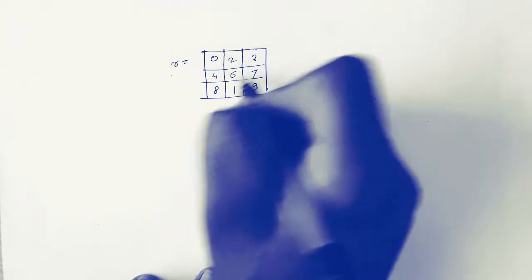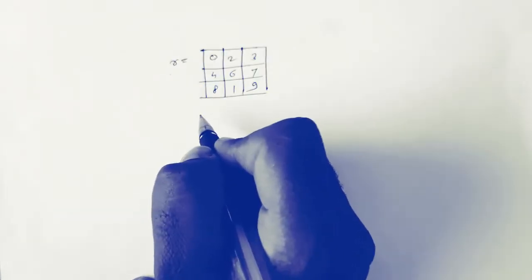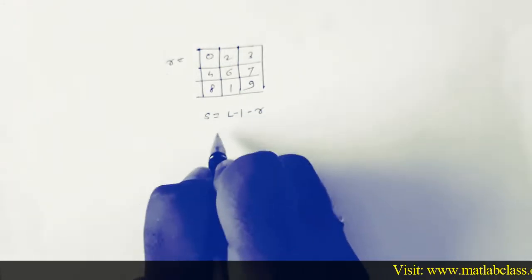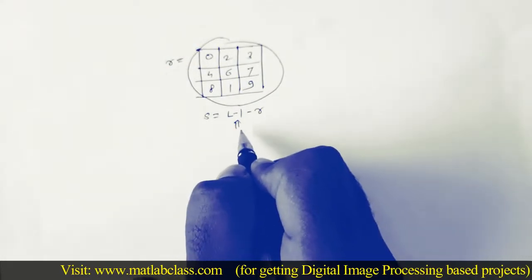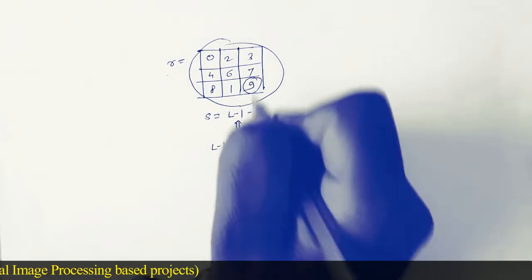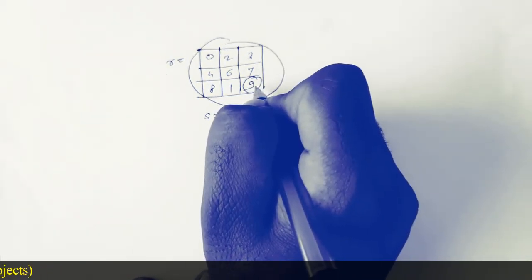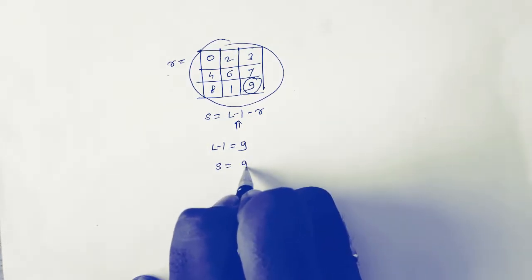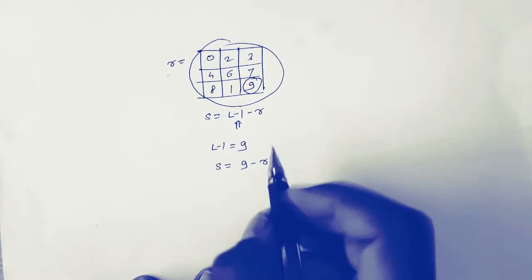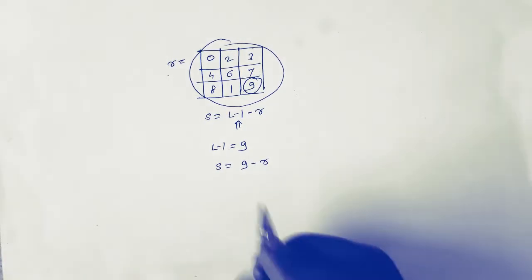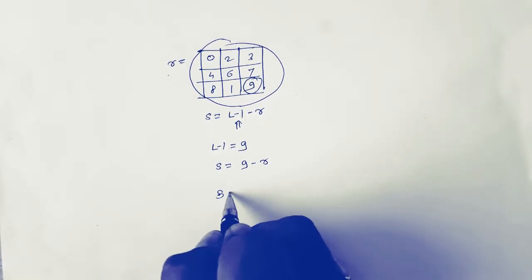Now I just want to convert this image to a negative image. So you have to write a formula, that is S is equal to L minus 1 minus R. In this image, L minus 1 is nothing but the maximum pixel value present in input image R. So the value of L minus 1 is equal to 9, because 9 is the maximum pixel value in R. So my transformation is S is equal to 9 minus R. So you have to subtract each and every pixel of input image R from value 9.